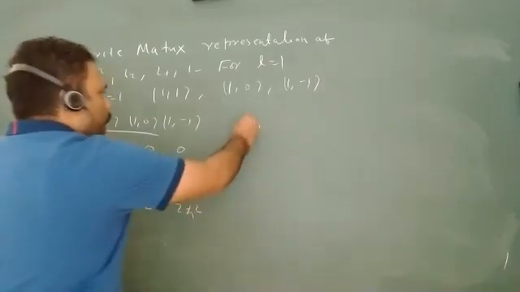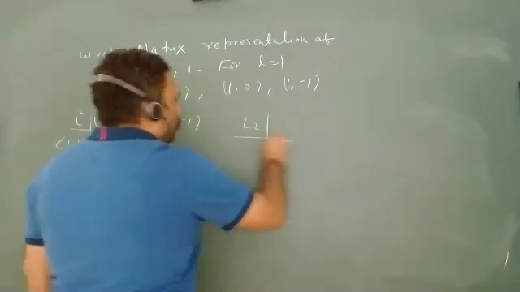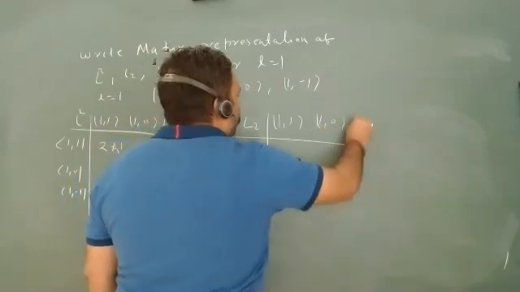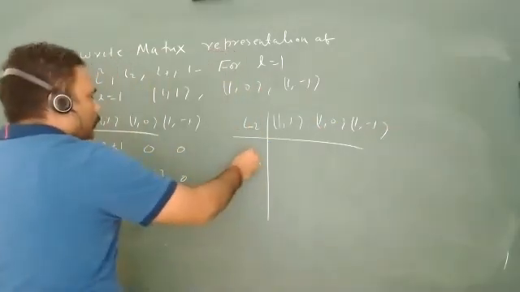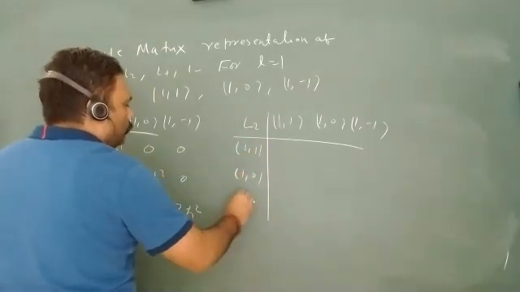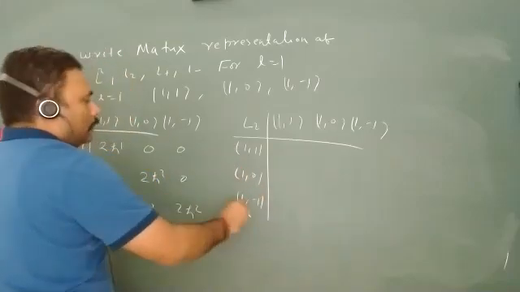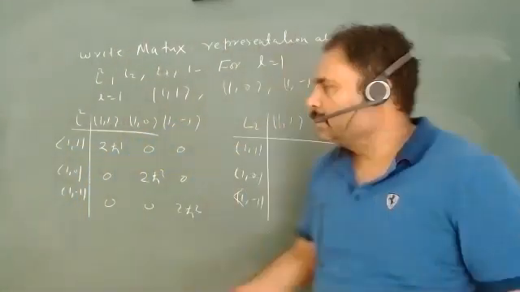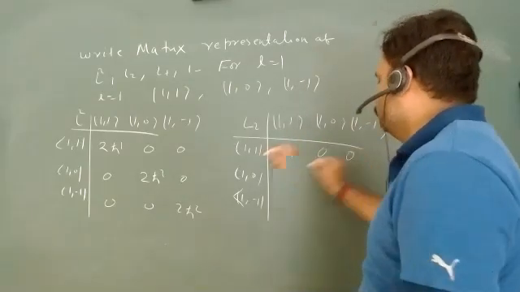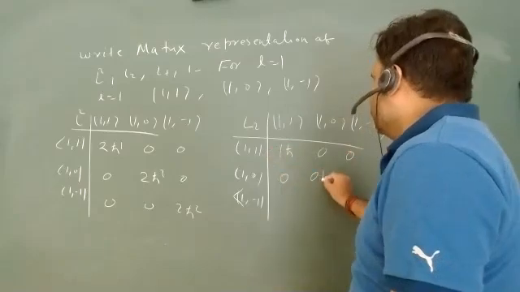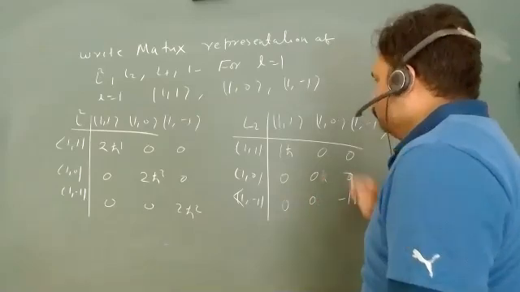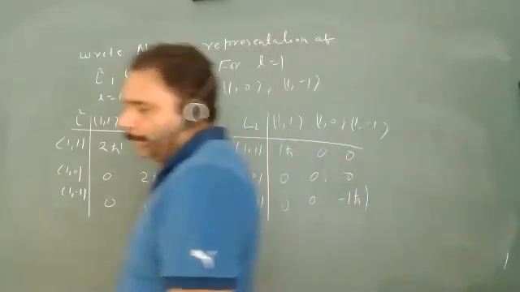What will be Lz? Again, you write the same basis, 1 1, 1 0, 1 minus 1. The first term will be 1h cut. All other terms will be 0 because they are orthogonal. This is 0h cut, and this will be minus 1h cut. So this is all about Lz.